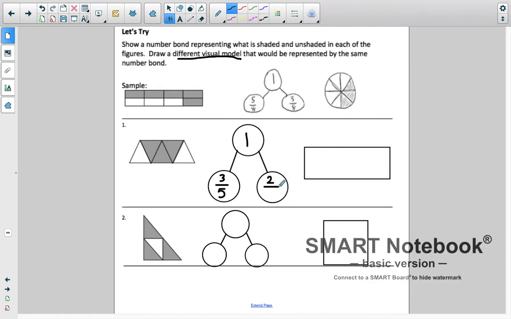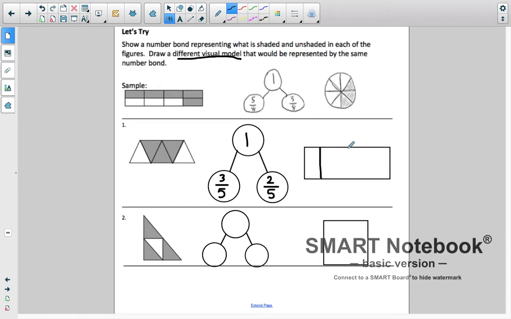And how many equal pieces were there all together? We figured out that there was 5 because we found out 1, 2, 3, 4, 5. There's 5 equal pieces. Now you can do any shape that you want to show 3/5 and 2/5, but I just chose a rectangle because it's different than this shape. So I need to make sure that there's 5 equal pieces first.